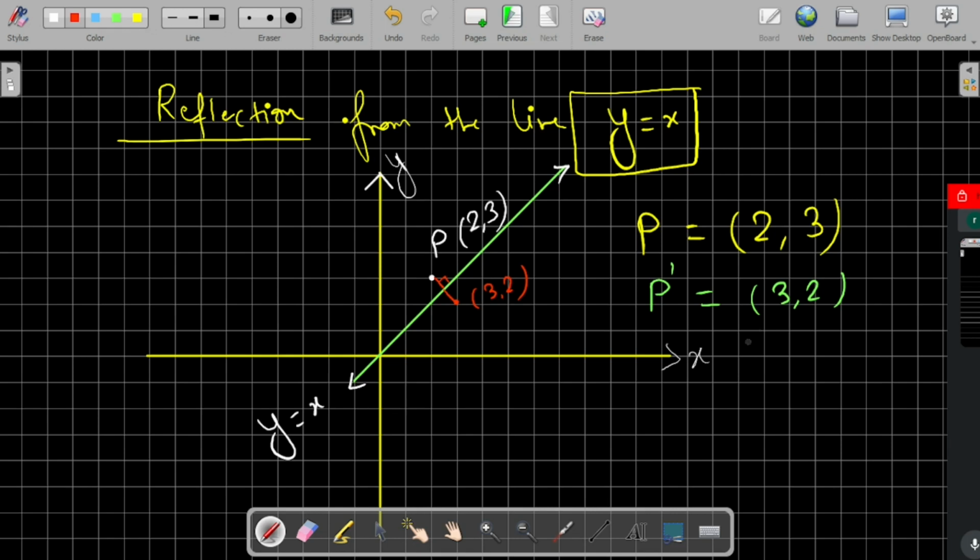What's the observation? What's the conclusion? If you want to take the reflection from y equals x, what do we have to do? Simply exchange the coordinates, with sign.